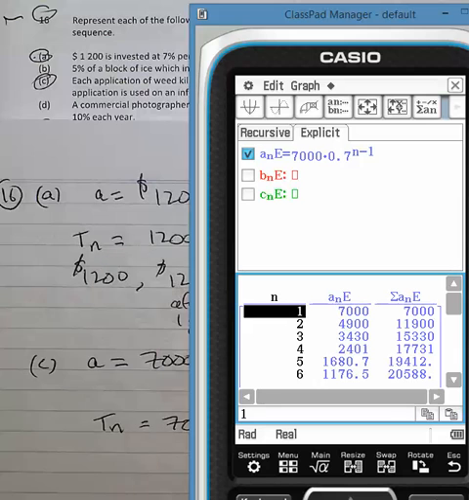And when we enter that into our sequence mode on the calculator, you can see how we start with 7,000, then each eradication, 5,250, 3,937, etc. So we initially have after 1, after 2, after 3, after 4, after 5 applications.